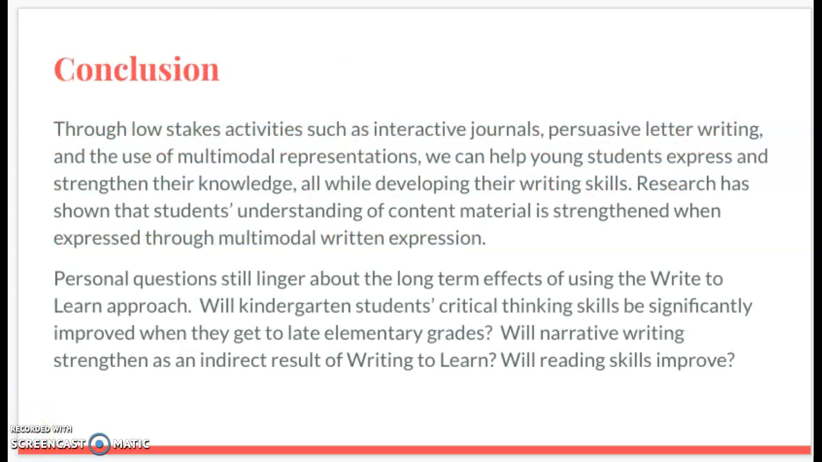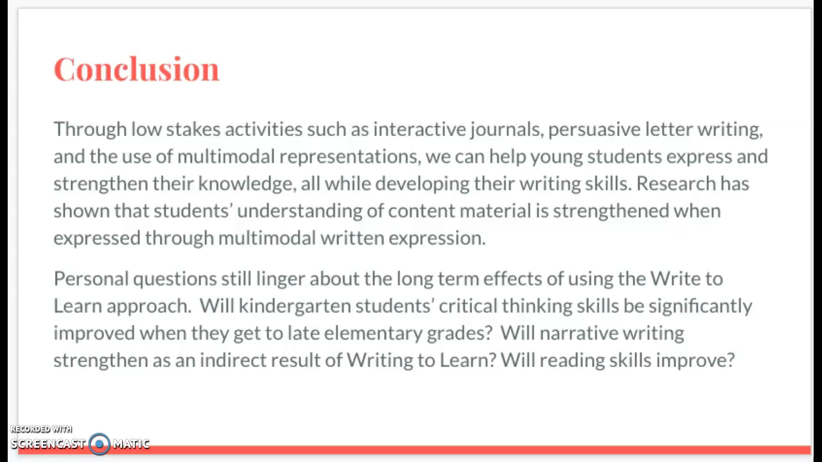Through low-stakes activities such as interactive journals, persuasive letter writing, and the use of multimodal representations, we can help young students express and strengthen their knowledge, all while developing their writing skills. Research has shown that students' understanding of content material is strengthened when expressed through multimodal written expression.